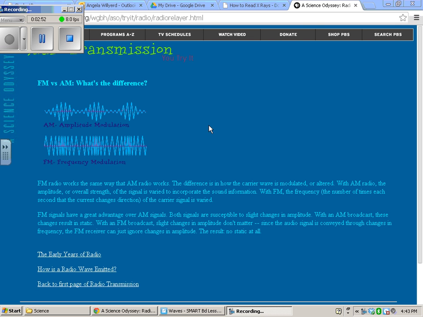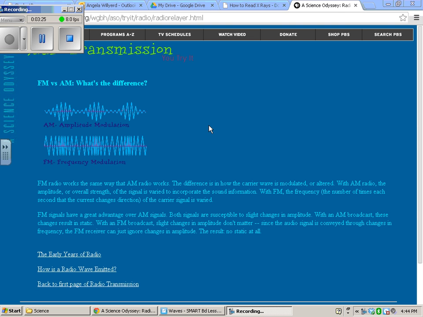So FM radio works the same way that AM radio works, but the difference is how that wave is modulated or how it's changed. So with AM radio, the amplitude, or the energy or the strength of the signal, is varied to incorporate your sound information. But with FM, the frequency, which is how many crests and troughs there are, so the frequency of that carrier signal, is then varied.